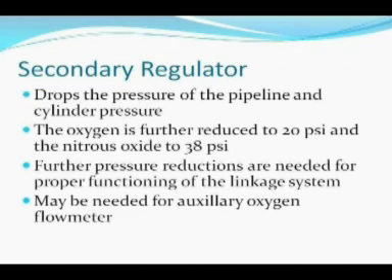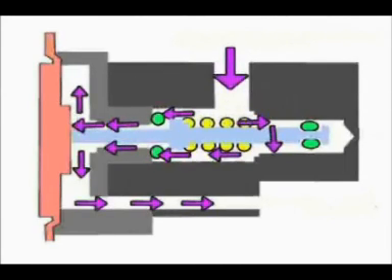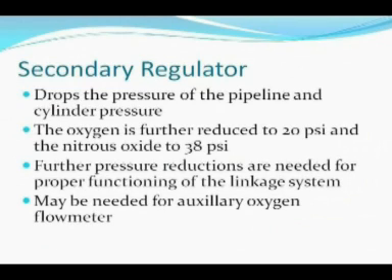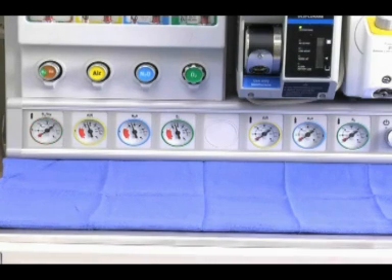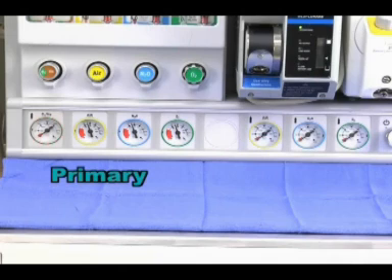Secondary regulator. Some machines are equipped with a secondary regulator that drops the pressure of the pipeline and the cylinder pressure even further. For example, the oxygen is further reduced to 20 psi and the nitrous oxide to 38 psi. These additional pressure reductions are needed for proper functioning of the linkage system. The secondary regulator is on most Datex-Ohmeda machines and may also be needed for the auxiliary oxygen flow meter, the oxygen flush mechanism, which delivers oxygen at high pressure of 35 to 75 liters per minute, and the drive gas to power the pneumatic ventilator.